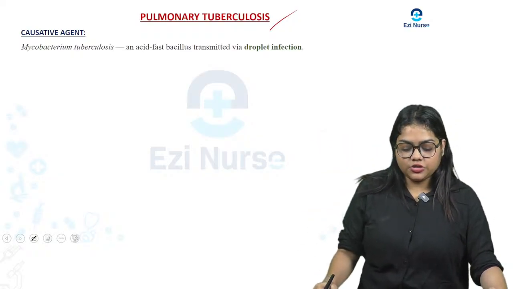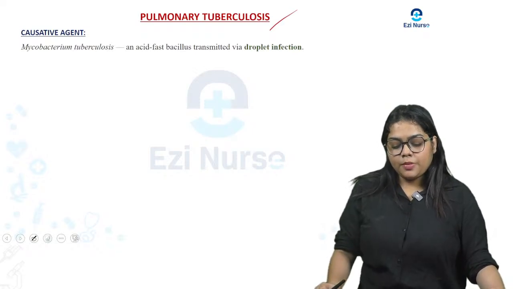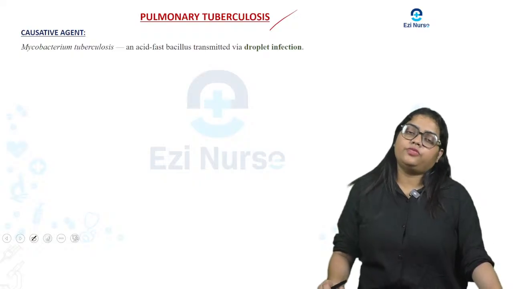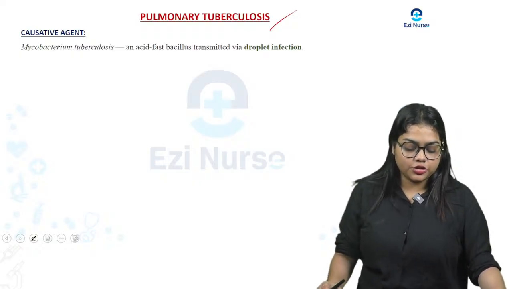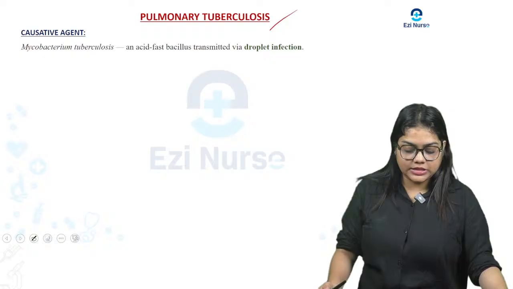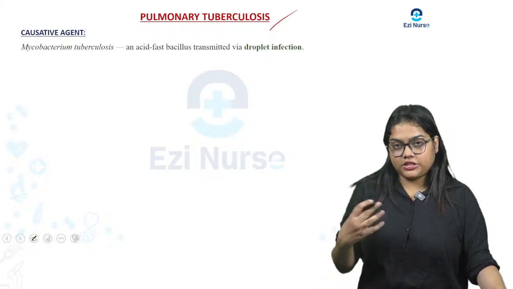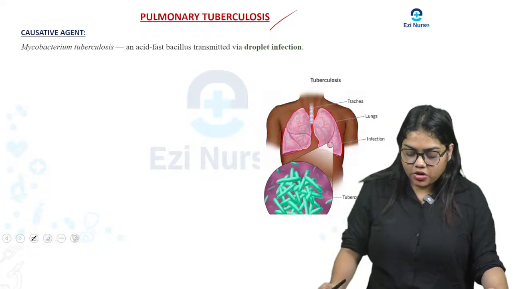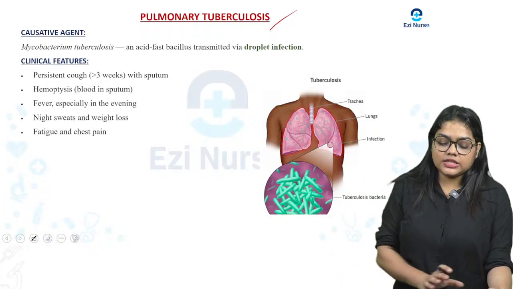The pulmonary tuberculosis is actually because of the Mycobacterium tuberculosis. There will be infection and inflammation in the lungs. So Mycobacterium tuberculosis is an acid-fast bacillus bacteria which is transmitted via the droplet infection. Okay, so what is the clinical features?